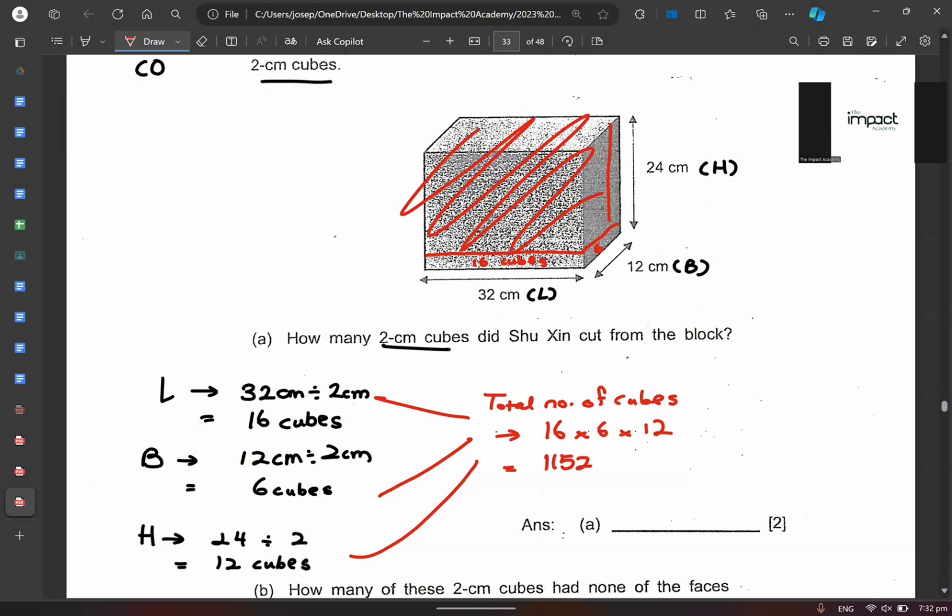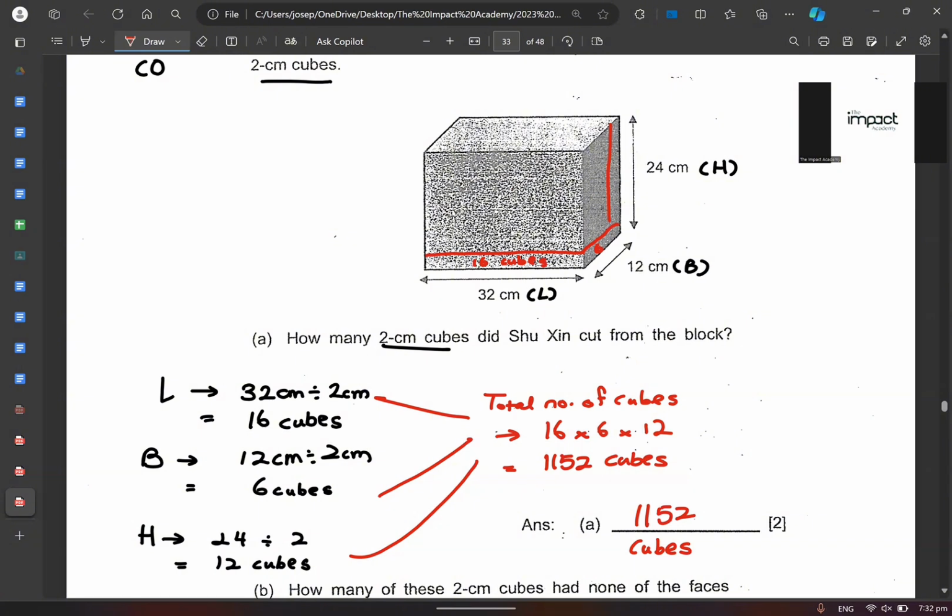That's the reason why I will have 1,152 cubes cut out. Now, can you understand why? Let me explain again, okay? Why am I multiplying? Oh, yeah, so then you can get the total, right? If I just want the area, I will just have to do length times the breadth.